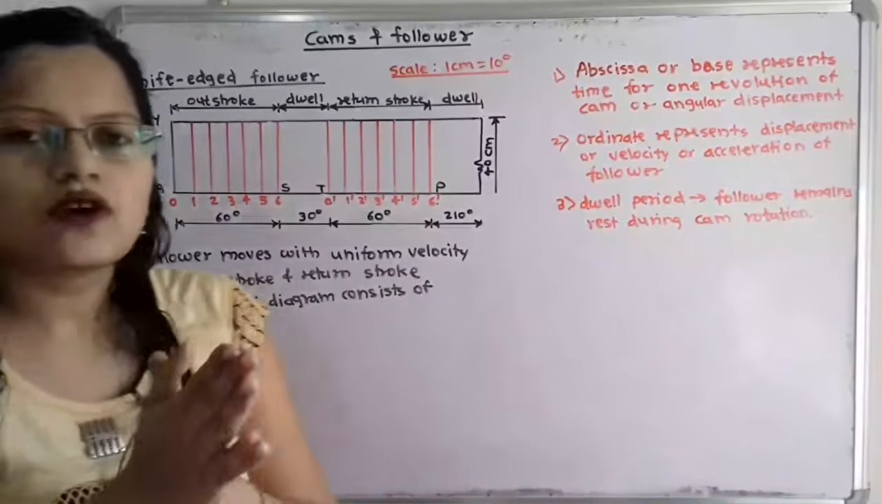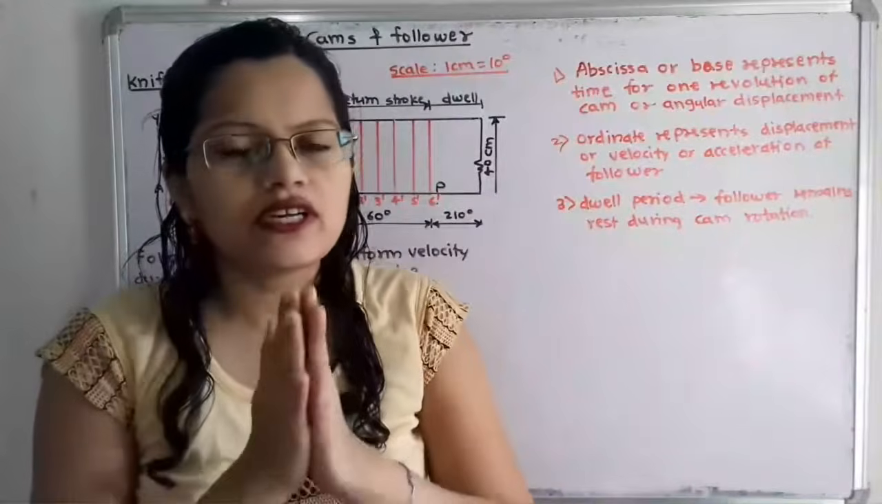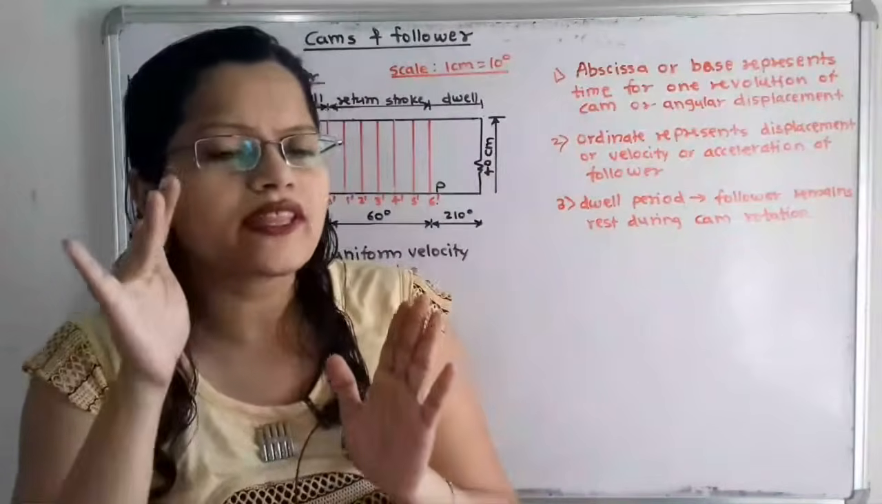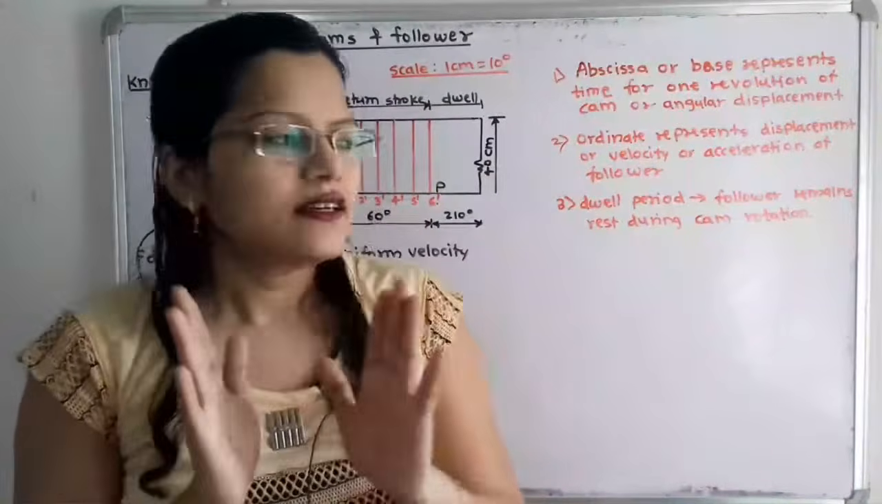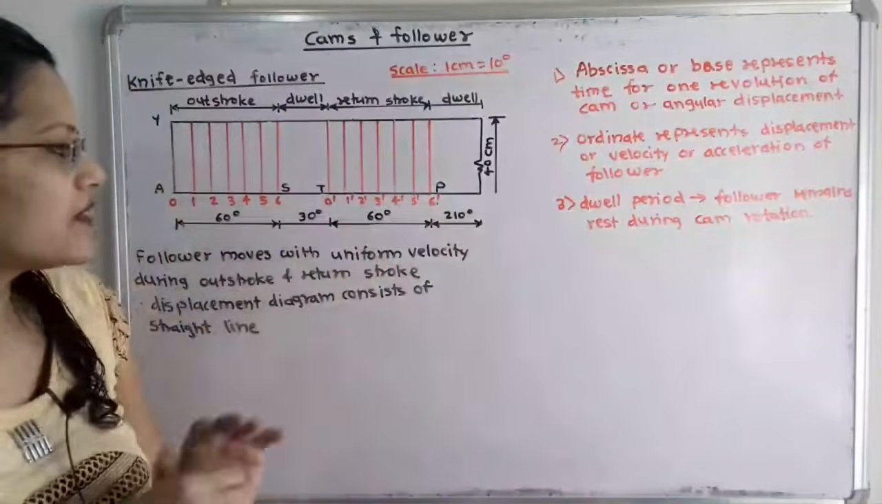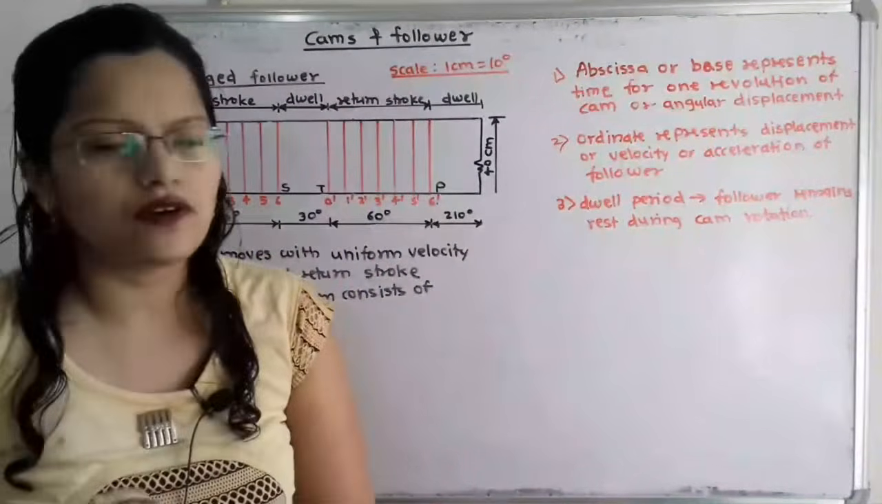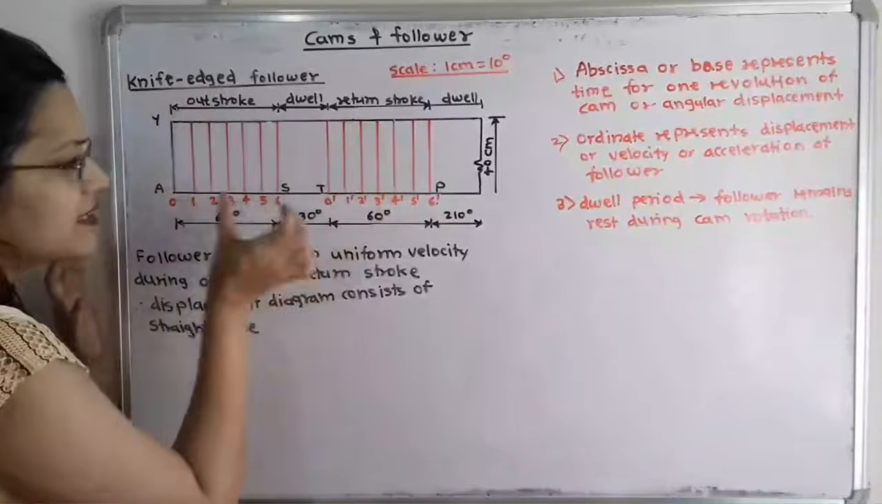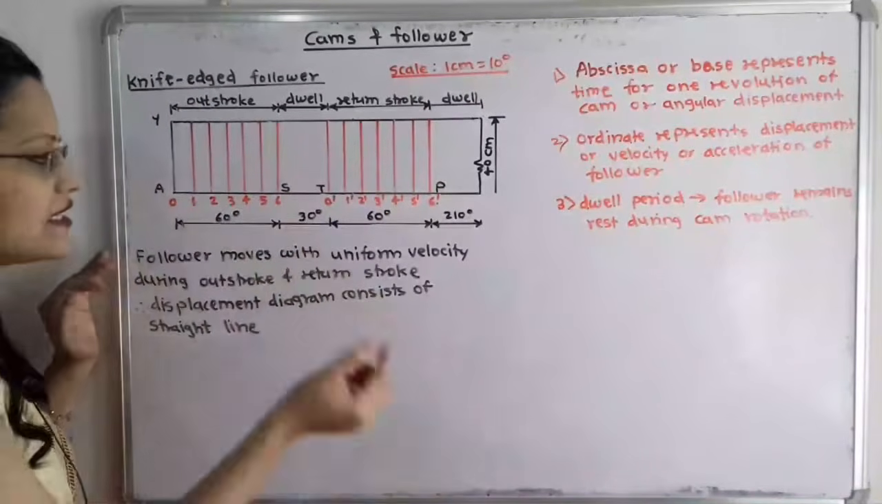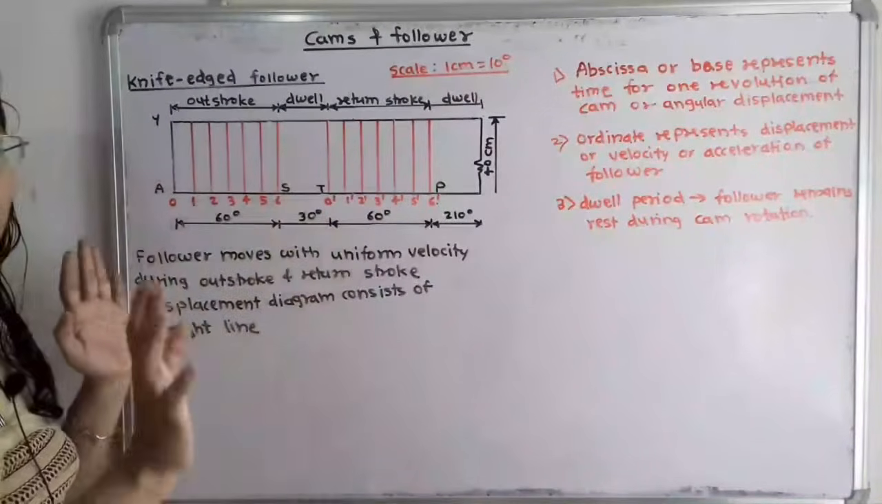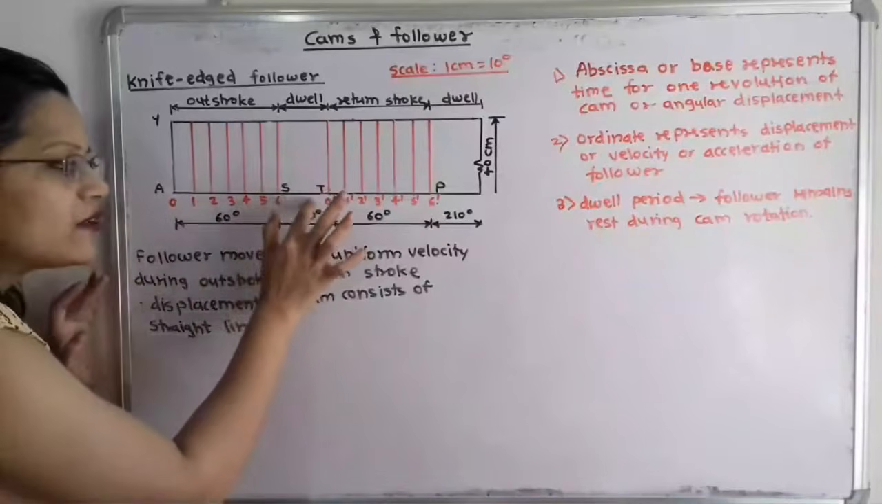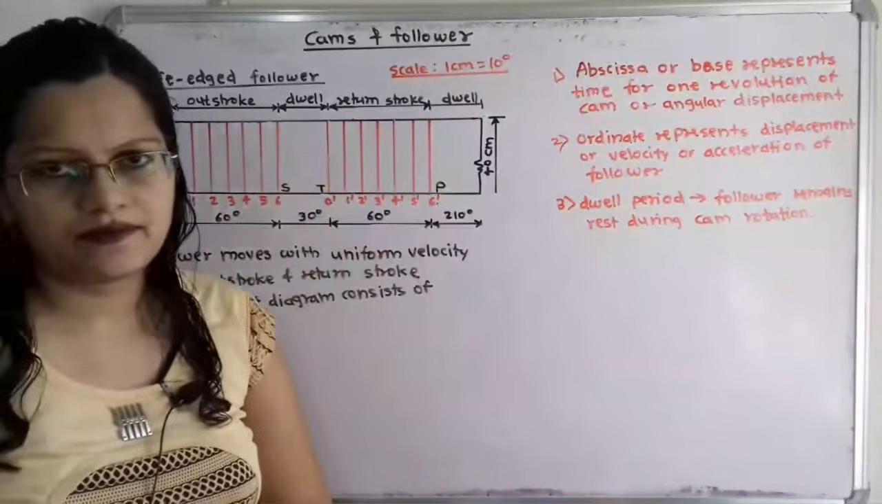Then after the outstroke, there is the dwell period. In this period the follower remains at rest, so there is no movement of the follower. For the next 30 degree, that means the next 3 centimeter, there is no movement of the follower, so there is no need to make parts here.